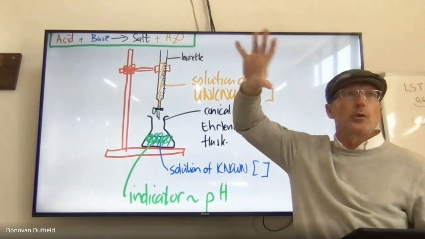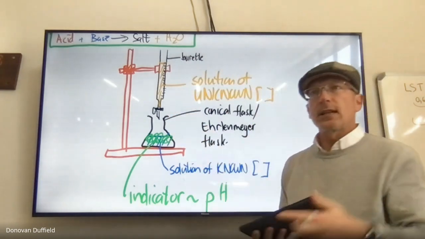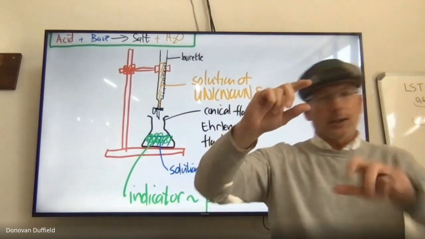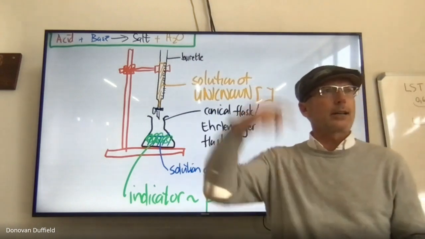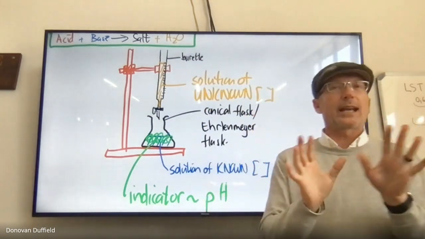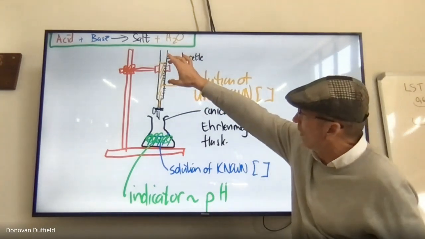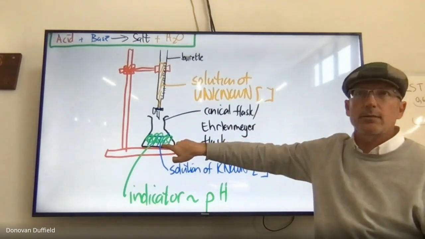There's a set method of doing it, and you repeat it, and you find averages and all of that. You swirl. There's a technique of where you swirl, and then you do a rough titer, and then you do 3 accurate titers, and then you do averaging. There's a whole technique. In essence, you're working out how much volume of acid, in this case, you need to neutralize that amount of base.